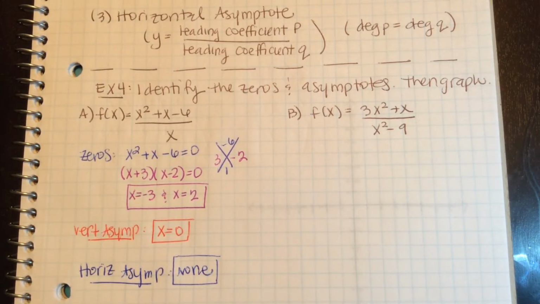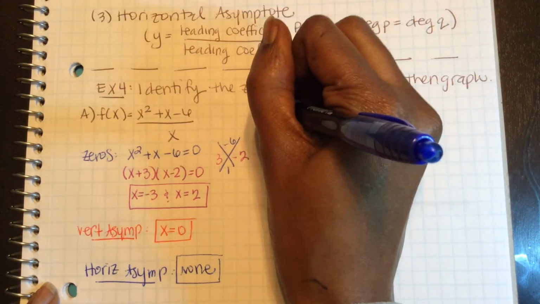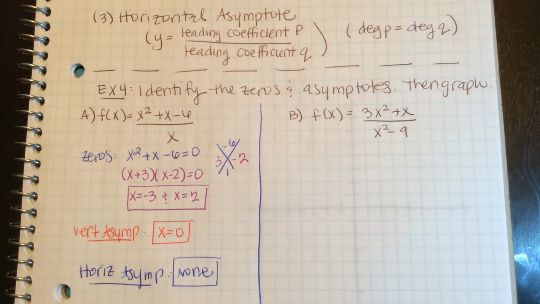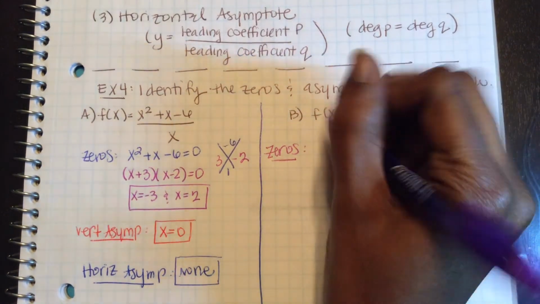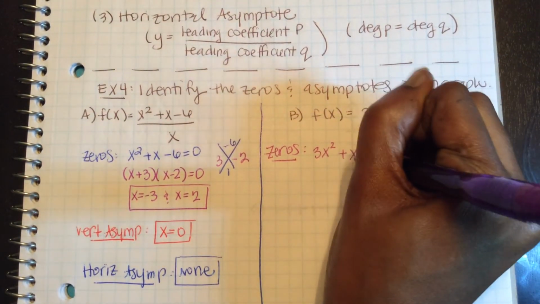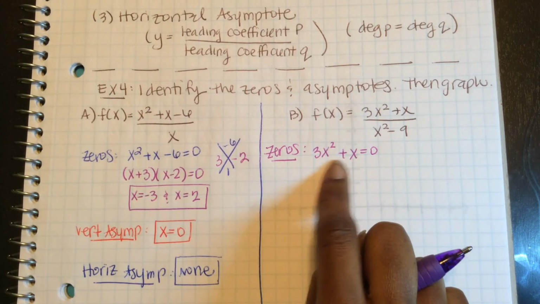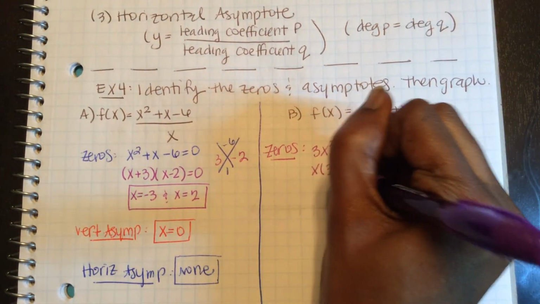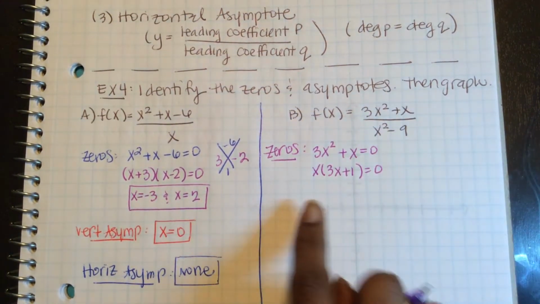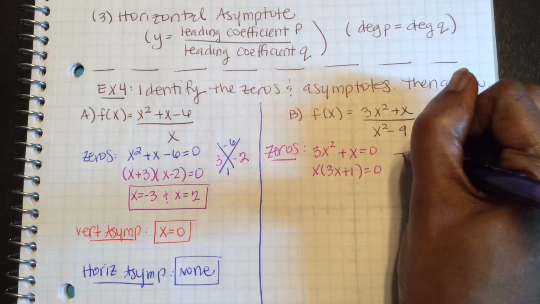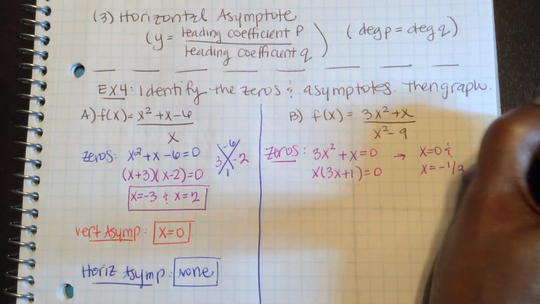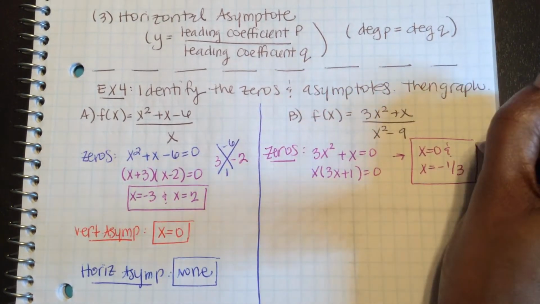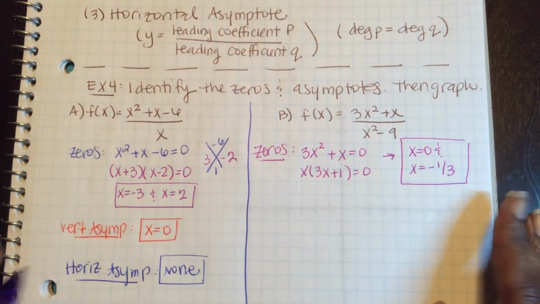All right, let's do the same thing on the problem to the right. Let's put a line here so I don't get confused. So first, my zeros happen when my numerator is equal to 0. 3x squared plus x equals 0. If I factor a GCF here, x times 3x plus 1 equals 0. So therefore, my zeros are at x equals 0 and x equals -1/3. Notice that I can do that mental math. You can do so as well.